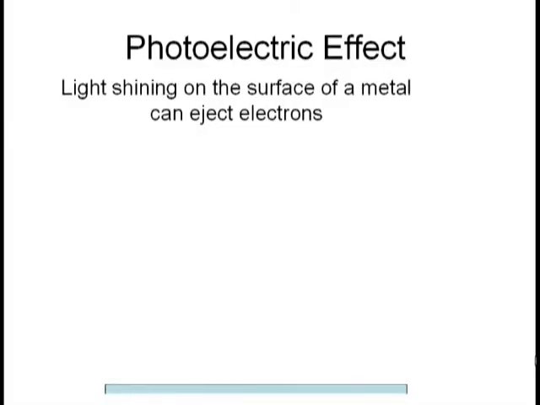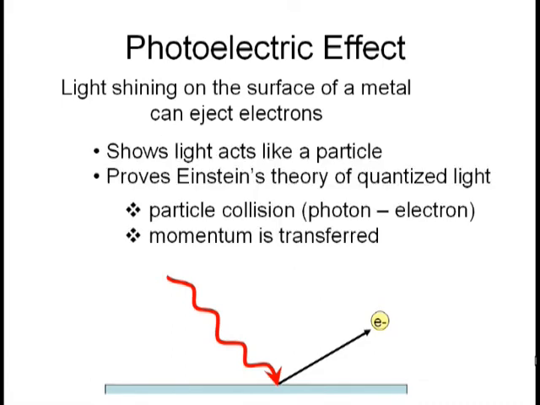Next topic is the photoelectric effect. Basically, we're shining light onto the surface of a metal, and that can eject electrons. Now, this is a huge thing. It shows that light acts like a particle, and it proves Einstein's quantized theory. These are particle collisions. This photon has momentum, and that momentum is being transferred to an electron. So this is very important because it is showing that light acts like a particle.